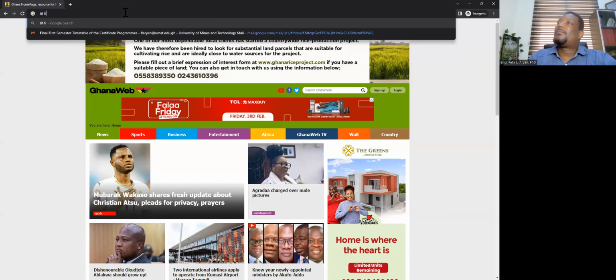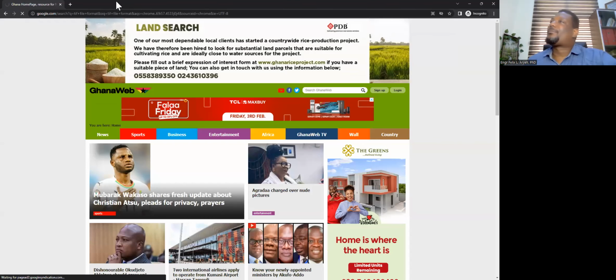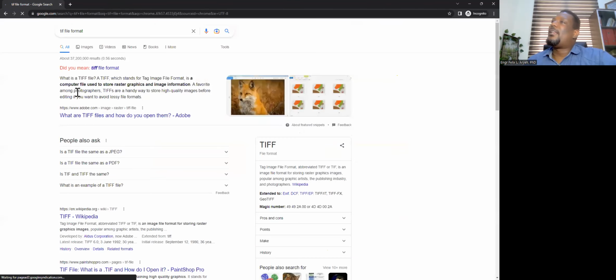TIF file format. Let's check it out. I know it's an image file format, TIF, sorry.